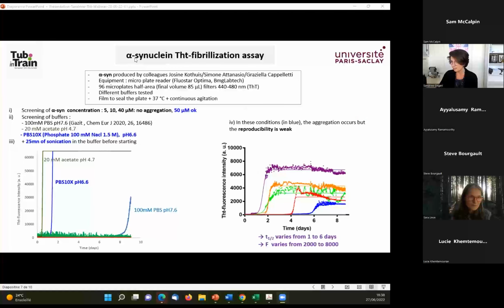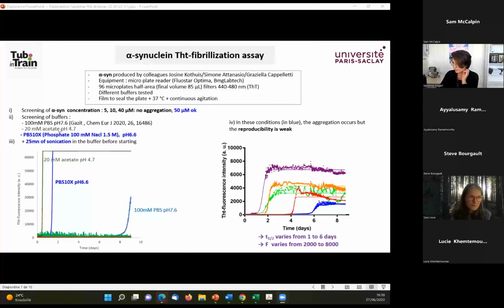In the case of alpha-synuclein, we worked using different protocols described, for example, here from the work of Gazit, who was using PBS at pH 7.6. And in our case, the lag phase was too long. You see that we observed the aggregation of alpha-synuclein only after 8 days, which is far too long. So we developed other techniques.